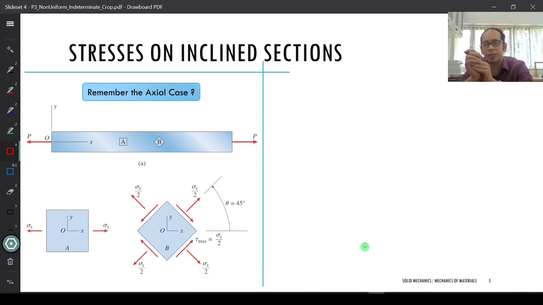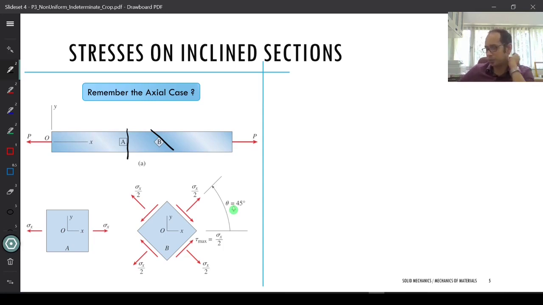This was also the section where we looked at the fact that if a bar is under pure axial loading, it is not true that no matter where you look and how you look in the bar, all elements are going to be under axial loading. It depends upon the angle you are looking at. If you are looking at an angle which is perpendicular to the longitudinal axis, then yes, you are only going to have the normal stresses. But if you are looking at elements which are slanted at a particular angle theta, they are going to have both the axial as well as the shear stresses.